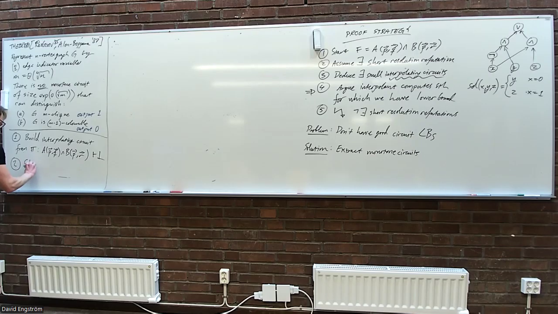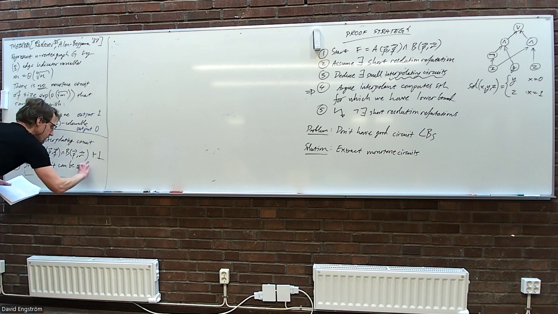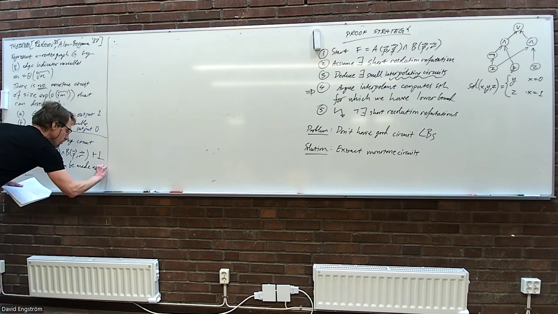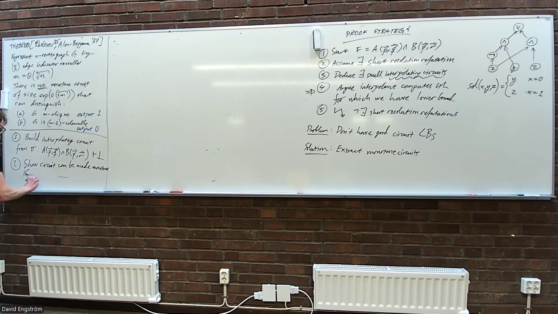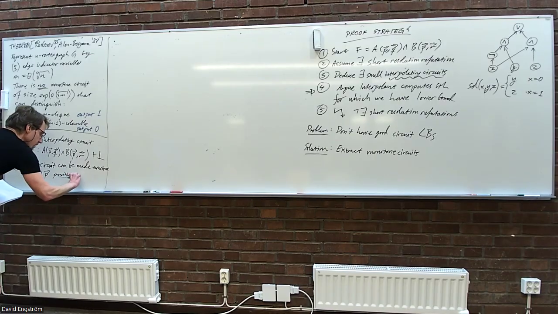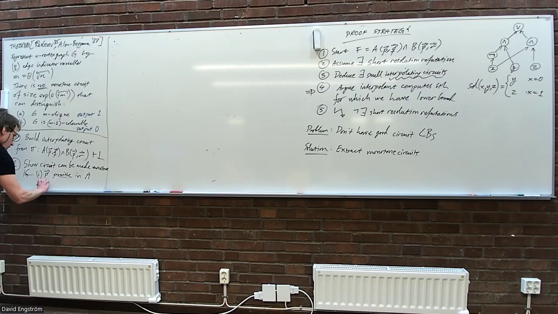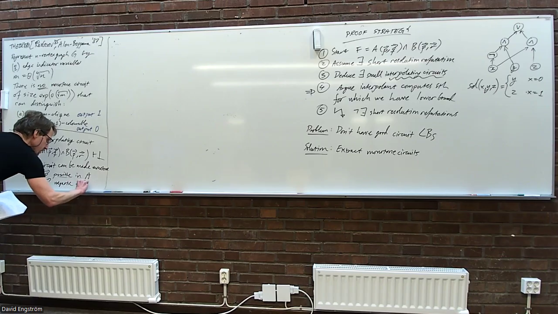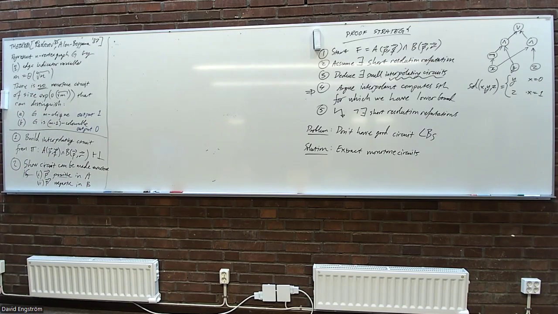And then we're going to show that this circuit can be made monotone if one of two things hold. The p variables are positive in A, or the p variables are negative in B. So this is actually a little bit funky way to state it.